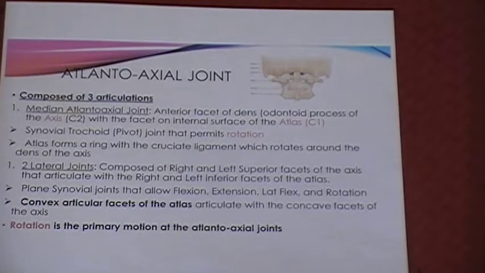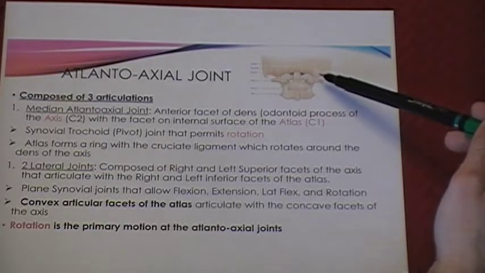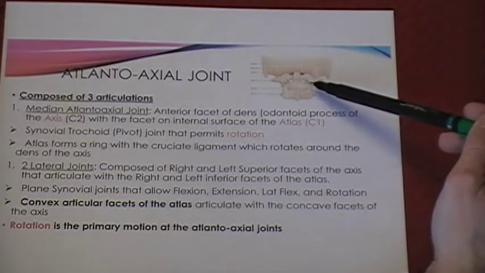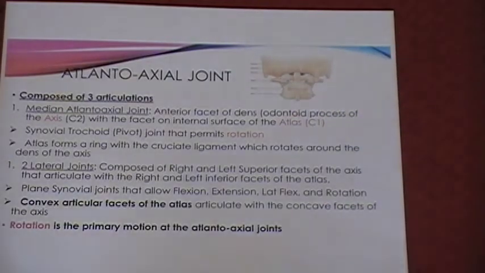Okay? Then you have the 2 lateral joints. That's composed of the right and left superior facets of the axis that articulate with the right and left inferior facets of the atlas. But again, the main motion at your atlantoaxial joint is going to be rotation, and that motion is occurring with the odontoid process and the atlas.